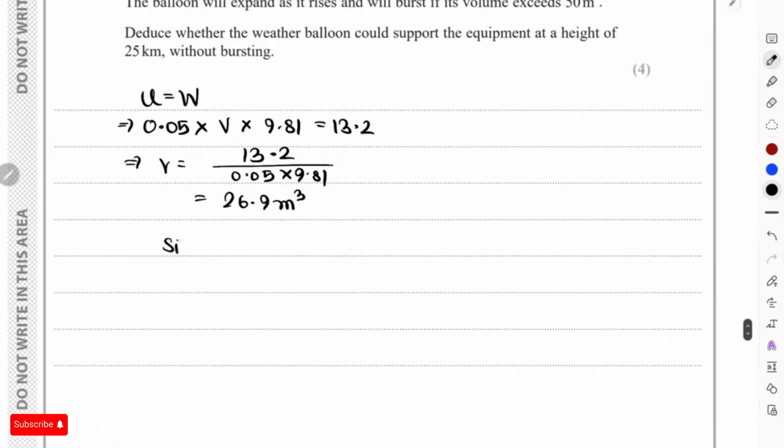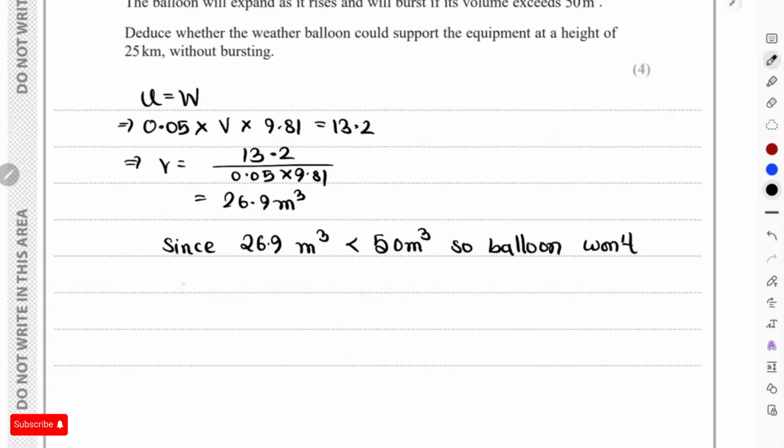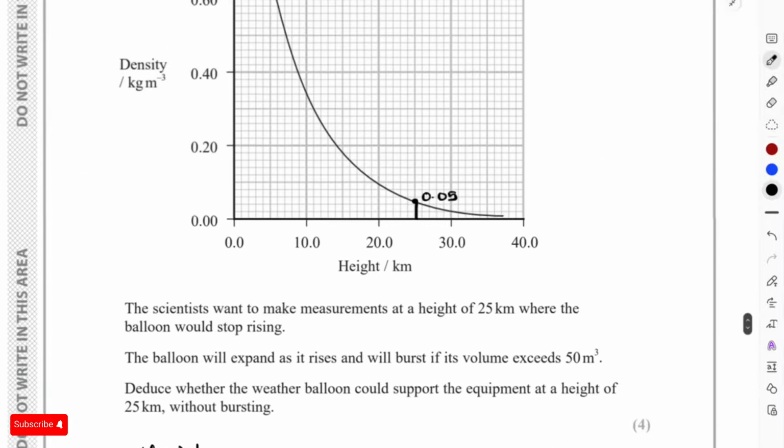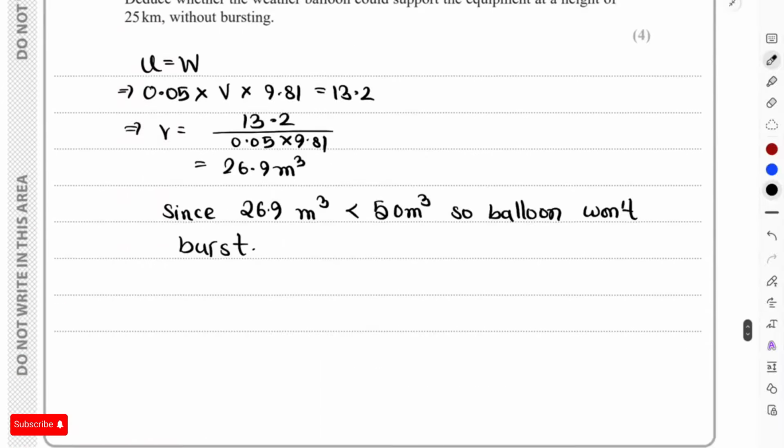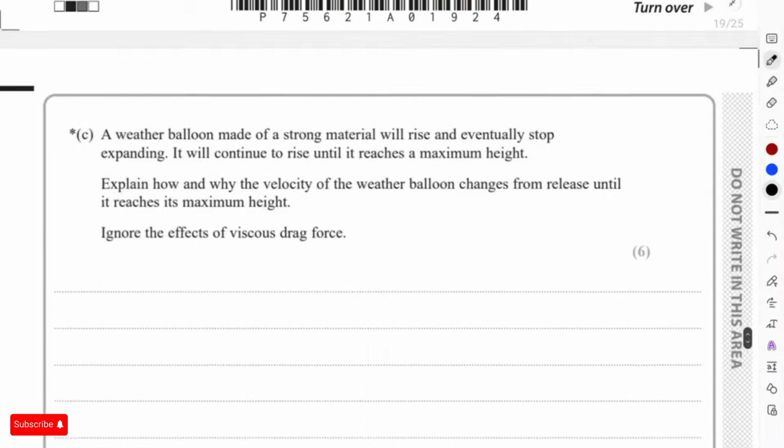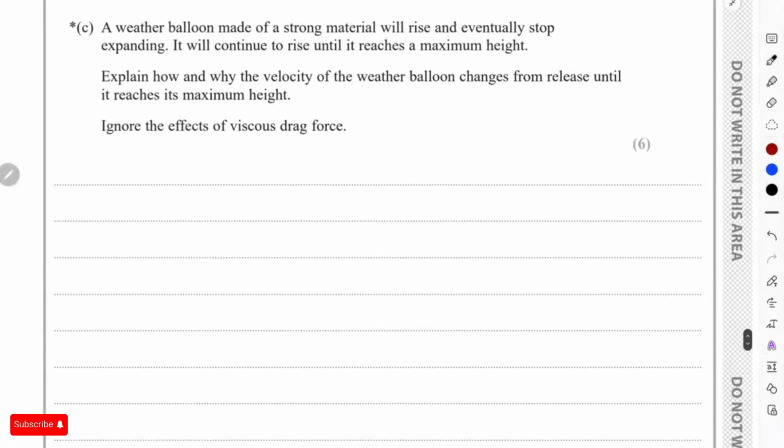So you can just write that since 26.9 meter cube is less than 50 meter cube, the balloon won't burst, right? So this is the final answer for your question 17 B2. Okay. Then we'll again move on to question 17C.